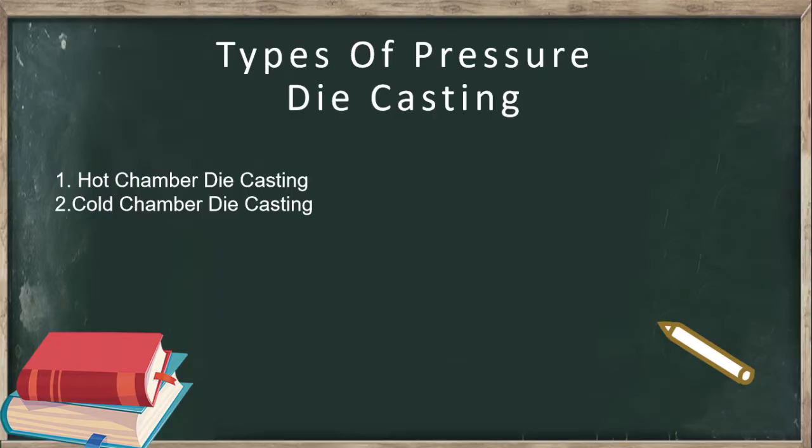There are two types of die casting. Number 1, hot chamber die casting. Number 2, cold chamber die casting.